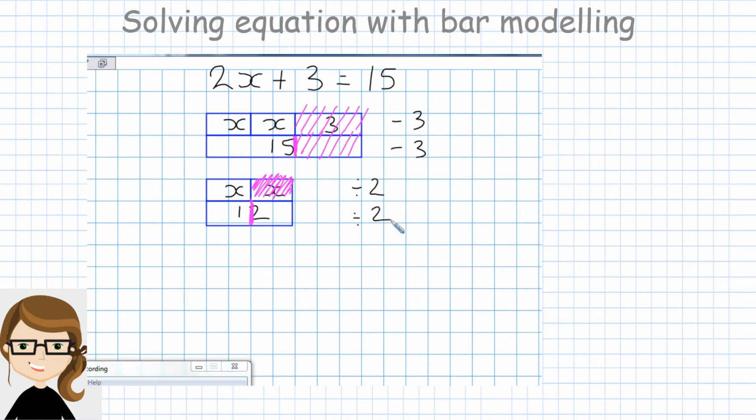So I'm left with 1x on its own, and hopefully you've spotted what the x is equivalent to. It's 6.